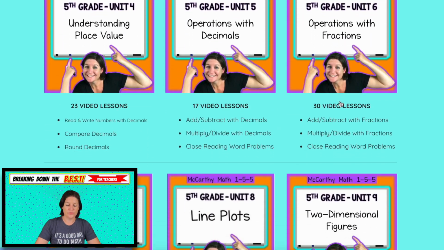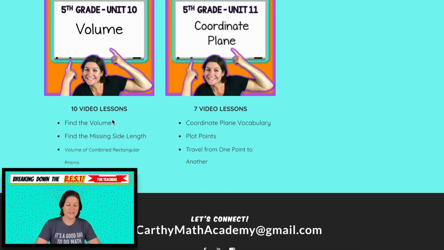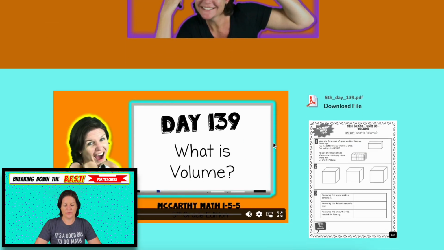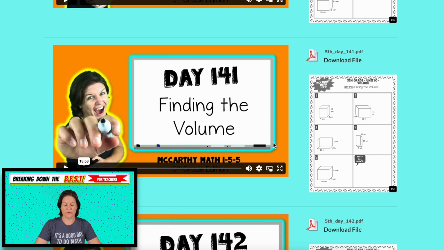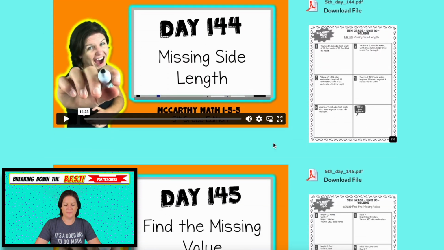We're going to scroll down to the volume unit, unit 10. There are 10 additional units, including finding the missing side length and finding the volume of combined rectangular prisms, also known as composite figures. So there's even more here. I'll just scroll so you can see. There's a lot here.